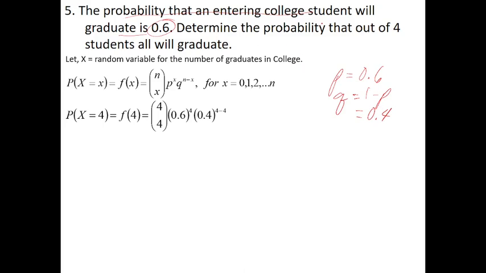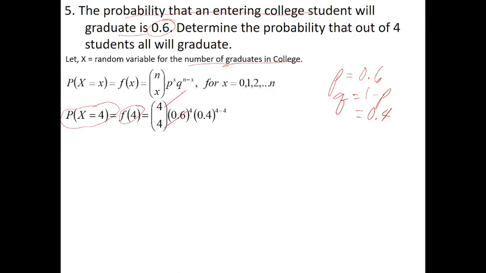Okay? Determine the probability that out of 4 students, all will graduate. So kung meron kang 4 na estudyante, ano yung probability na lahat sila mag-graduate? No? So your random variable is x, and that concerns the number of graduates in college. So P, probability that x equals 4, that is f of 4. So n is equals to 4 kasi possible na lahat ng 4 na yun ay mag-graduate. Okay? And yung x na to ay 4 dahil yun ang hinahanap. Diba? Ang x natin ay 4.